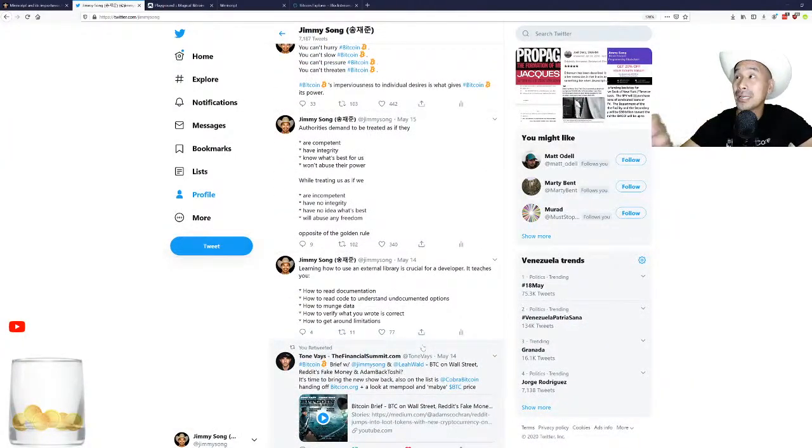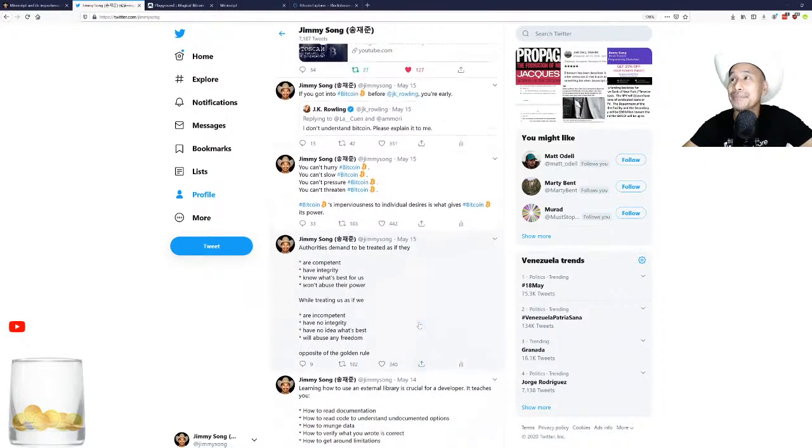Learning how to use an external library is crucial for a developer. It teaches you how to read documentation, how to read code to understand undocumented options, how to munge data, how to verify what you wrote is correct, and how to get around limitations. For my money, I think this ends up being a large part of what developers do, whether it's a library somebody in your company wrote or some other vendor wrote. You're going to have to hook into that stuff because you can't know everything. There are very few programming things that you can just purely code. So it's important to know how to do that stuff.